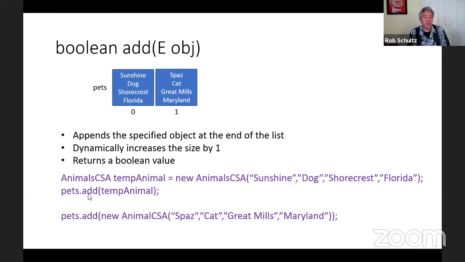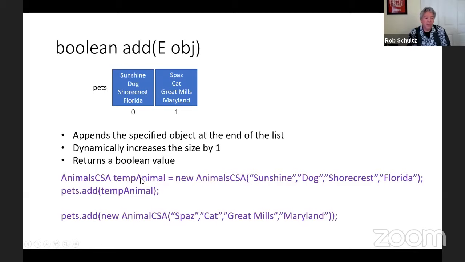So the first option would be to actually create an animal CSA object, to instantiate a CSA object named temp animal. In this case, temp animal will be a new animal CSA object, Sunshine the dog, representing Shorecrest in Florida. And then once I've done that, now that temp animal is an actual animal CSA object, I can simply say pets.add(temp animal).